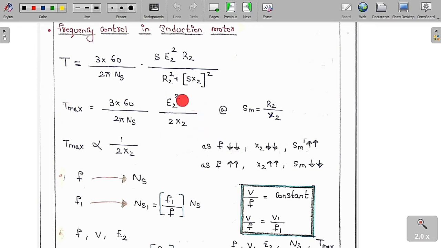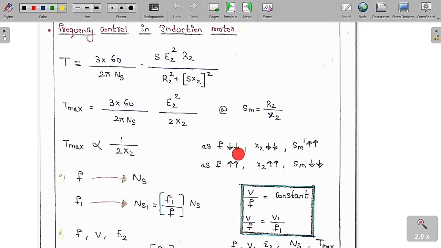So you can see clearly this maximum torque is independent of the rotor resistance. So therefore this is the maximum torque, and the maximum torque is directly proportional to 1 by 2X2. This is a point that you always have to remember.